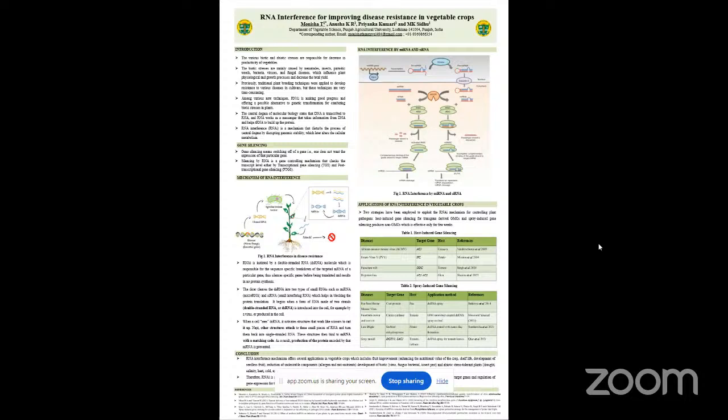Due to the increased growth of the population and decreased availability of cultivable land, it is essential to improve the production and productivity of vegetables. In this crucial era, there is a decline in production due to the attack of various biotic and abiotic stresses. Previously, traditional breeding techniques were applied to develop resistance to various diseases in cultivars, but these techniques are very time consuming. So now many novel biotechnological approaches have been developed to fight these variable crop pathogens.